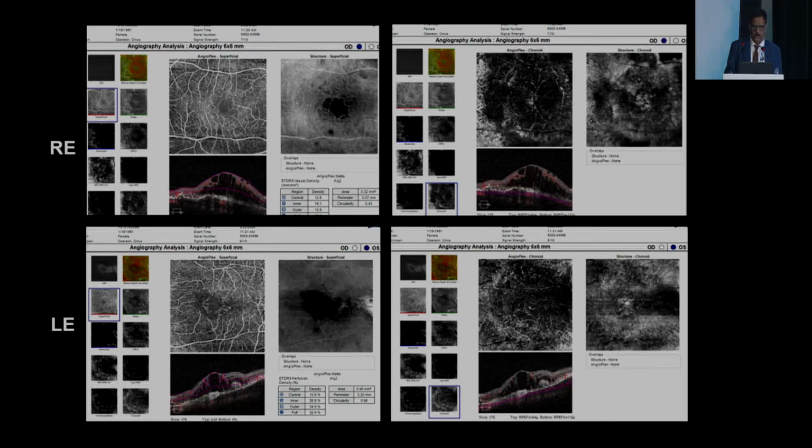Coming to another case, where we can see an occult kind of CNVM with a lot of edema, CME, honeycombing appearance in the right eye and left eye also.